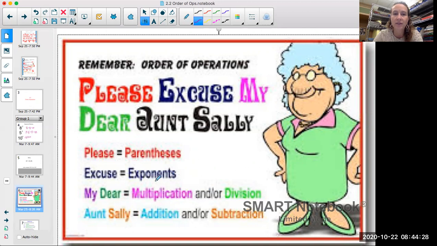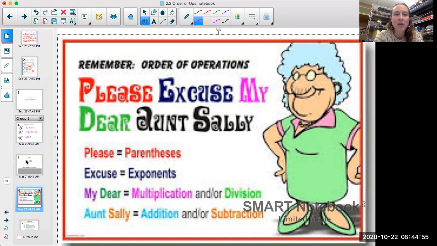First, we read left to right. And then finally, we have Aunt Sally, which is addition and subtraction. And the same thing is true for addition and subtraction as it is for multiplication and division. So we use whichever one is there. And if they're both there, we use whichever one is first. A little bit confusing, but don't worry, we're going to go over it.